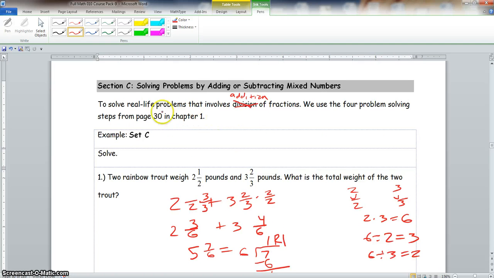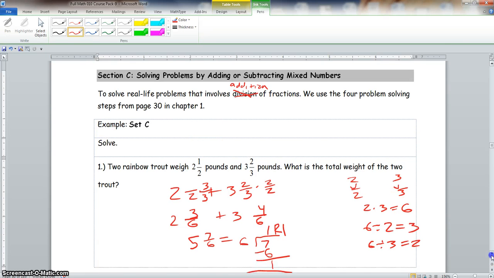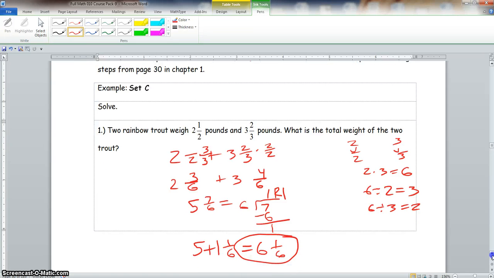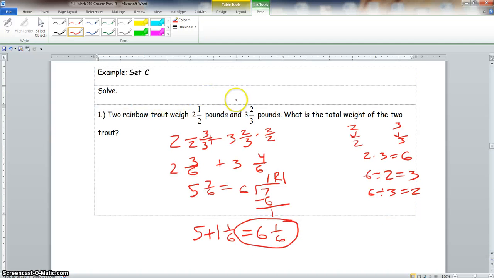Okay, class, we're going to finish this up with section C. The first thing in this section, I want you to change division to addition of fractions. Okay, now we go down here to number 1. We had 2 rainbow trout weigh 2 1/2 pounds and 3 2/3 pounds. What is the total weight of the 2 trout? We know total weight means addition.